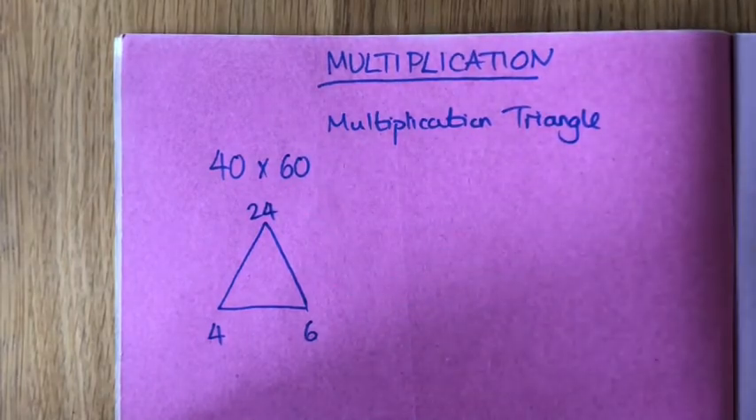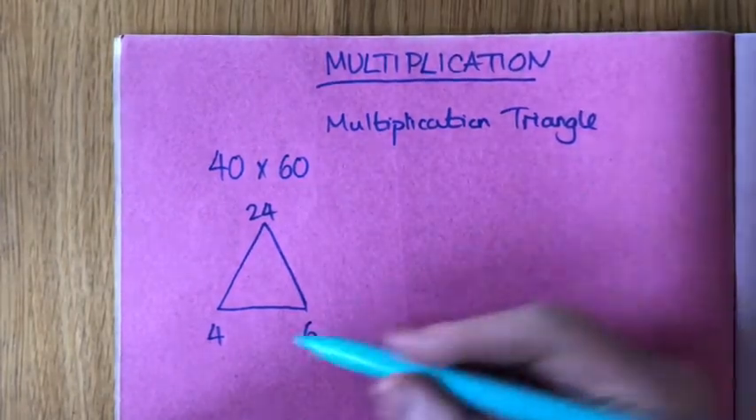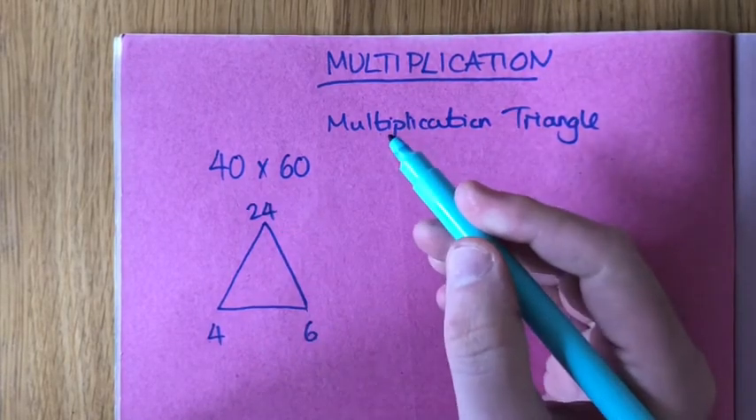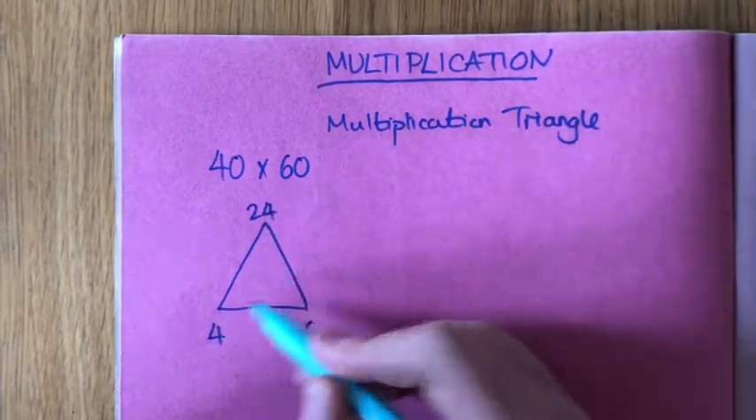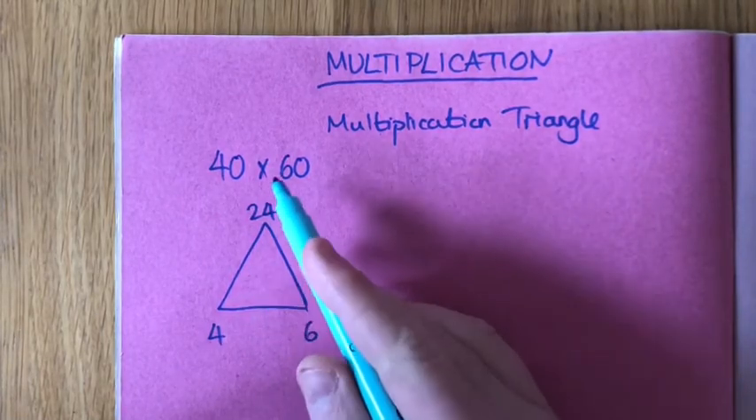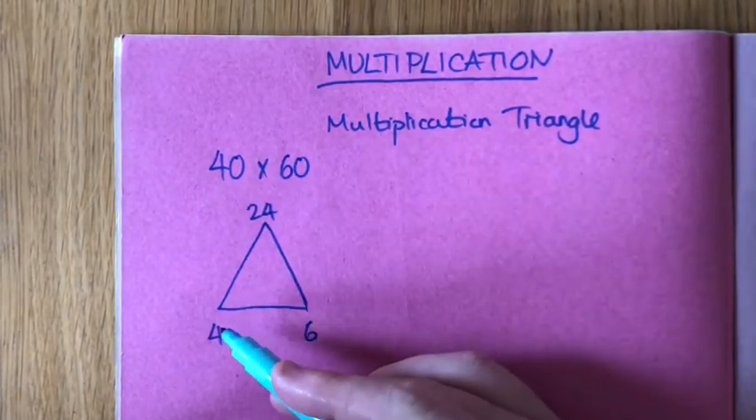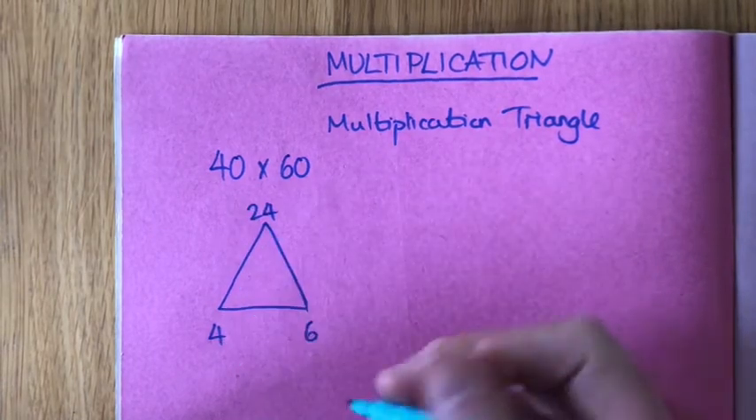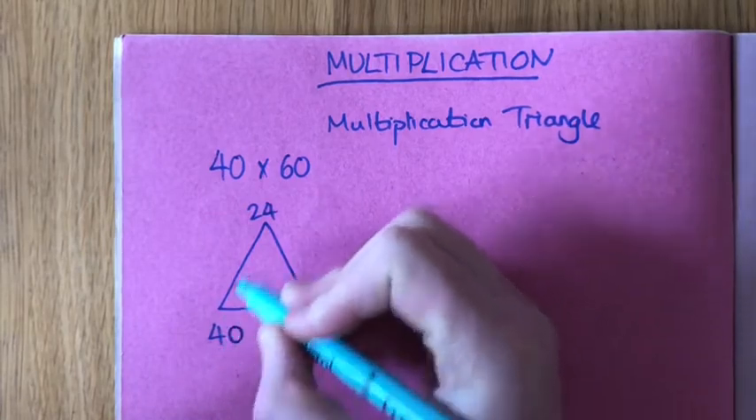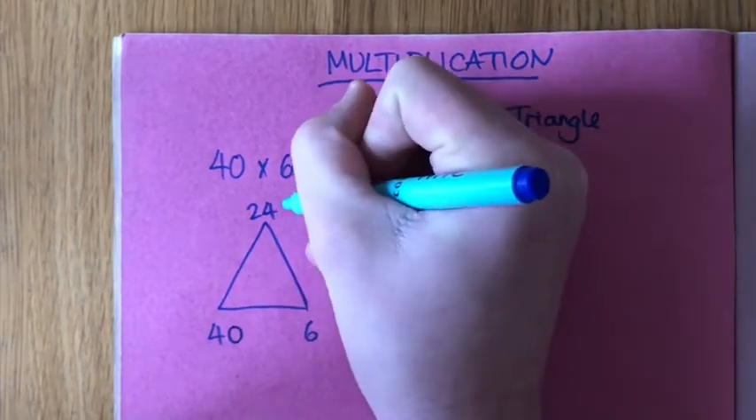So the way multiplication triangle works is whatever I do to one of these numbers, I must do it to the top. Or whatever I do to the top, I must do it to one of these numbers. Not both, but one of them. So in my question, which is 40 times 60, currently I've got a 4 and I want a 40. So I need to times that by 10. And because I've times that by 10, I must times this by 10.